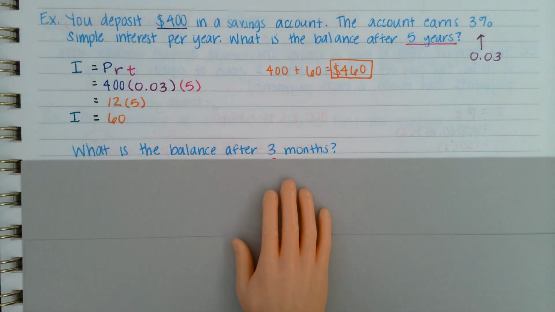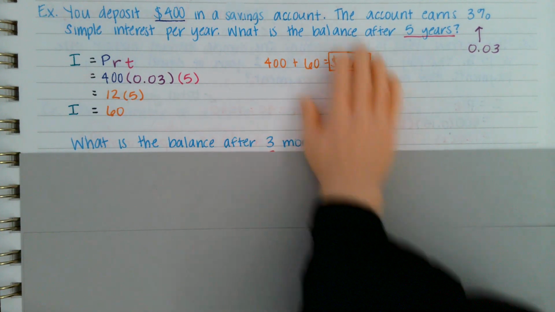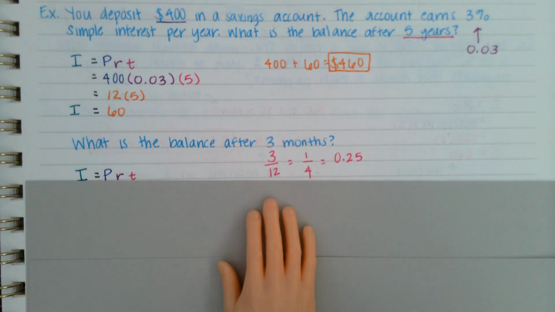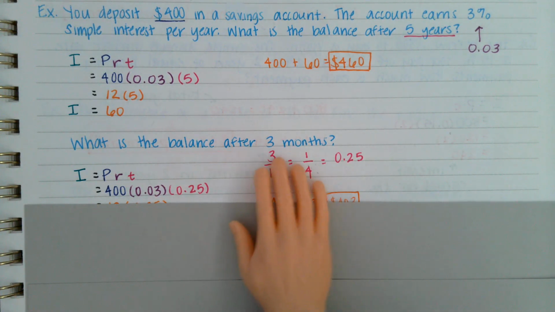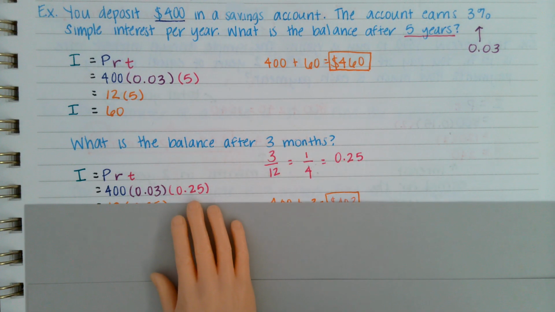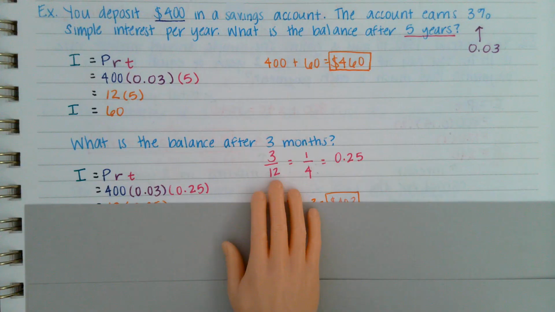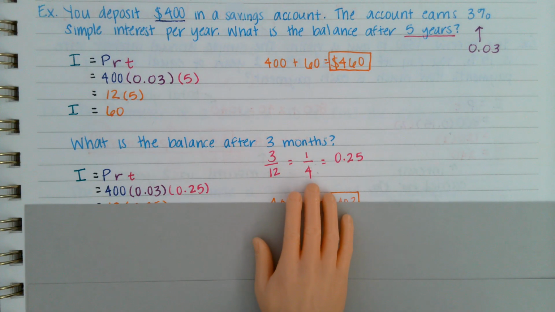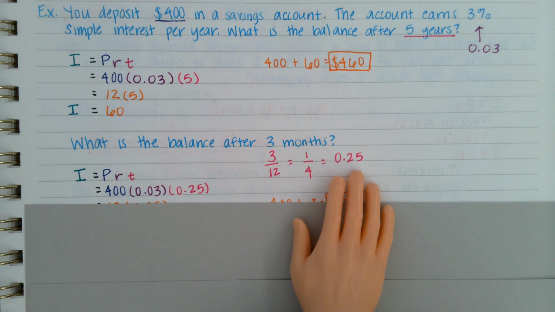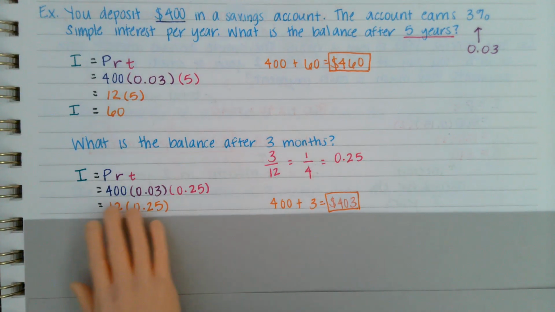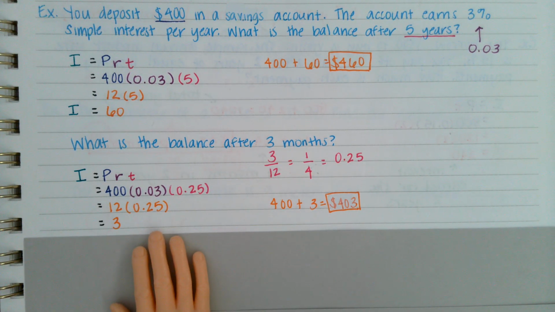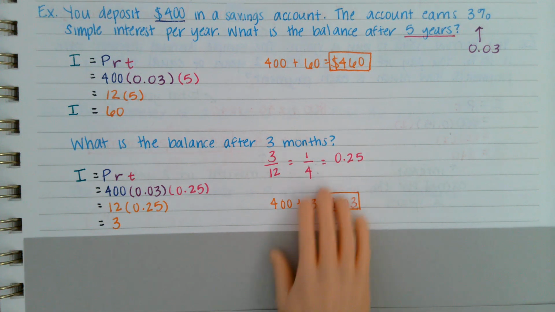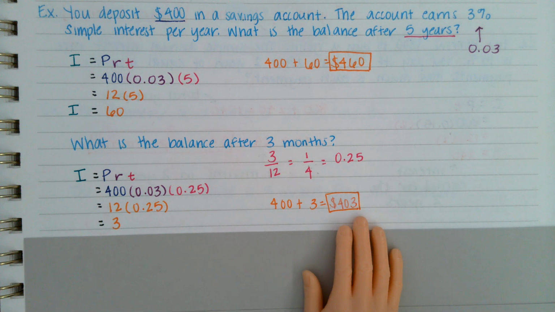We could ask what is the balance after 3 months of this situation. So using my same formula, we would plug in our numbers, and 3 months, we have to change the time. 3 out of 12 months is a quarter of a year, and 1/4 as a decimal is 0.25. So again, this makes 12, and 12 times 0.25 is 3. So after 3 months, we have a balance of $403.